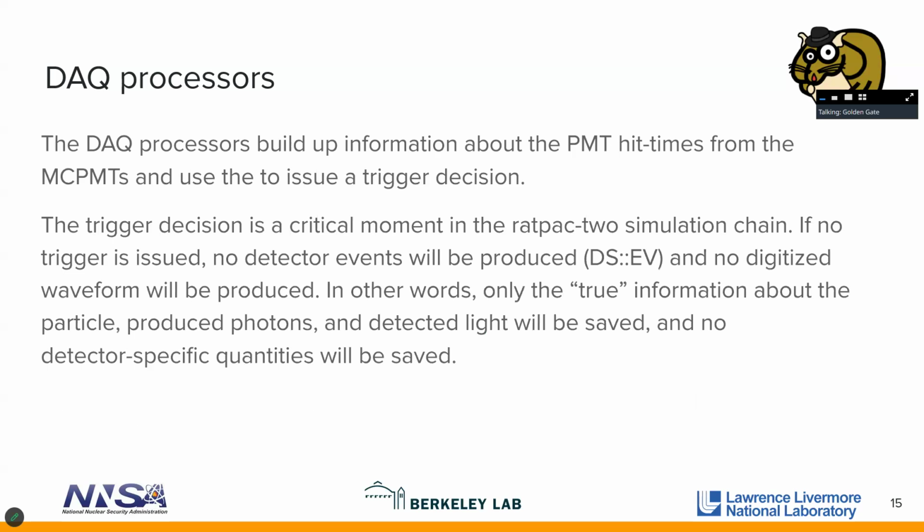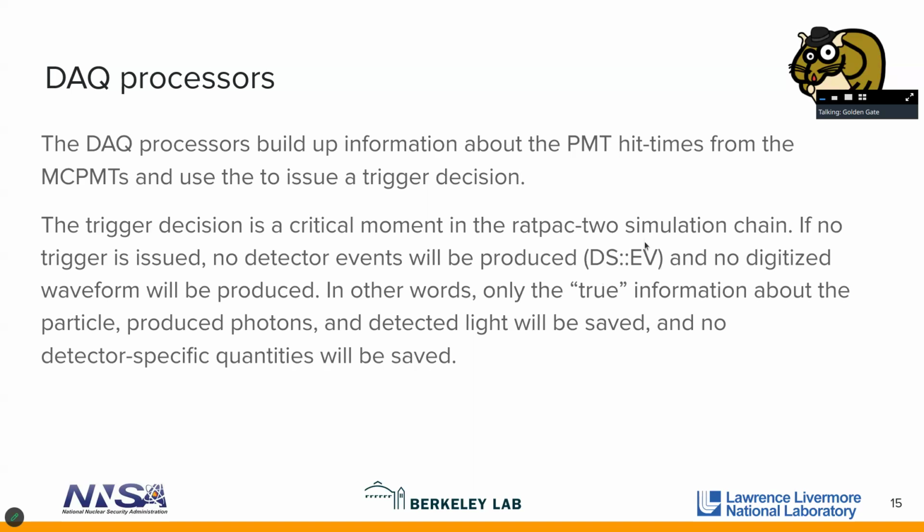Yeah, so this is just to emphasize, I'm going to come back to this several times in the next couple of slides. The trigger decision issued by a data acquisition processor is a critical moment in the simulation chain. If no trigger is issued, let's say for some reason your data acquisition processor decided there shouldn't be a trigger, no detector events will be produced. And by that, I mean any events in the event part of the rat data structure.